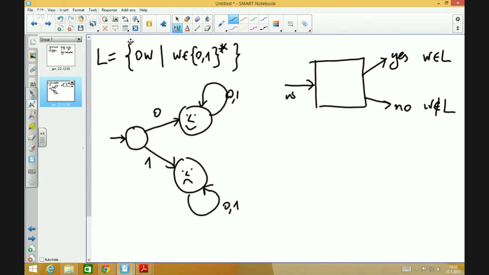Okay? So this is a finite automaton that recognizes this language. Why does it recognize this language? Because when it processes a string in L, it will always land on the smiley. That's the happy state. These are formally not written as smileys. They are written with a double circle, and they are called the accept or final states.